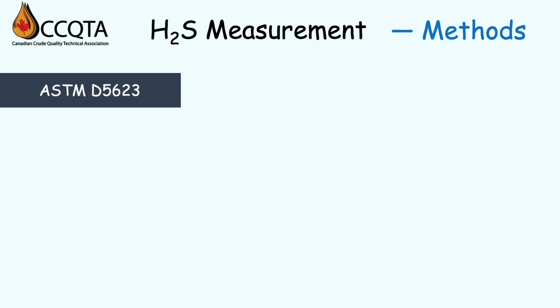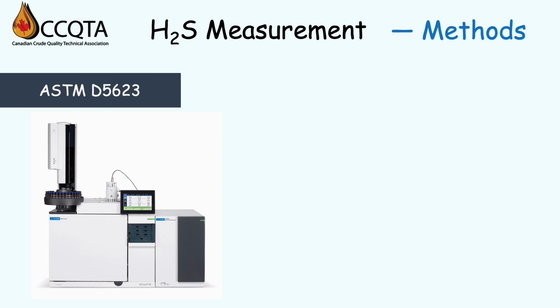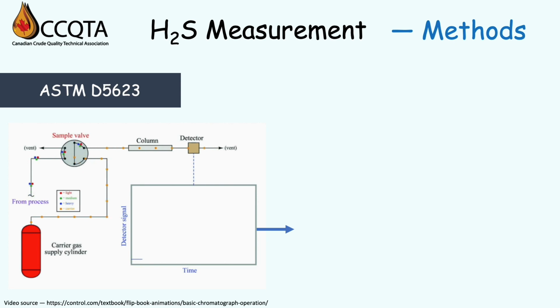ASTM D5623 is a sulfur-specific gas chromatography method used to quantitate individual sulfur species, including H2S in the liquid phase. This method can be set up to accept either atmospheric or pressurized samples. The gas chromatograph performs a separation of the sulfur species based on their boiling point, and then the individual sulfur species are combusted in a hydrogen-oxygen plasma to form sulfur monoxide.